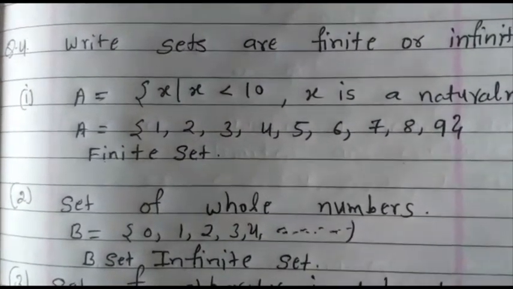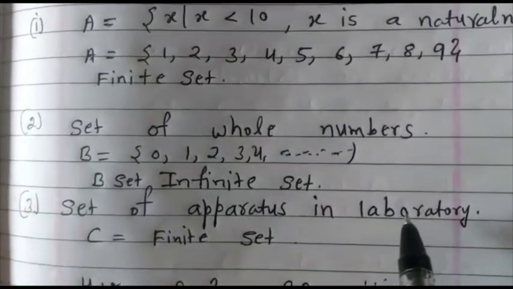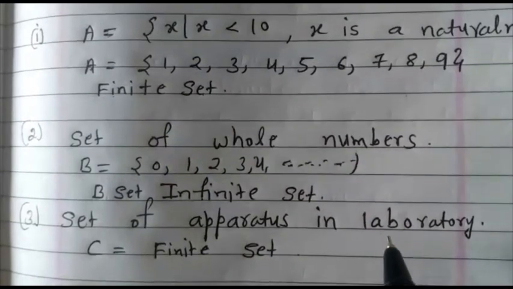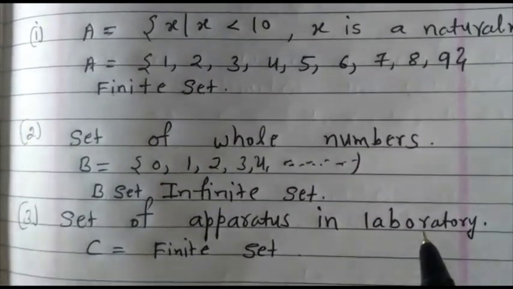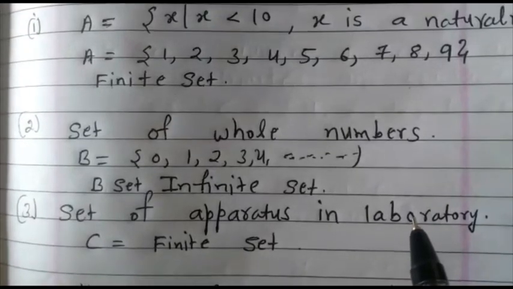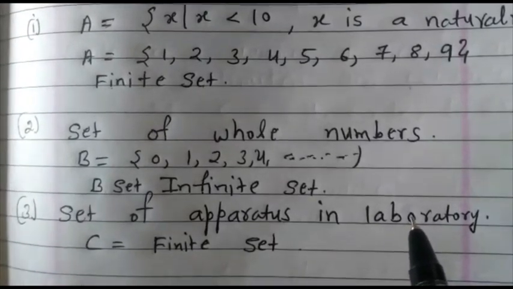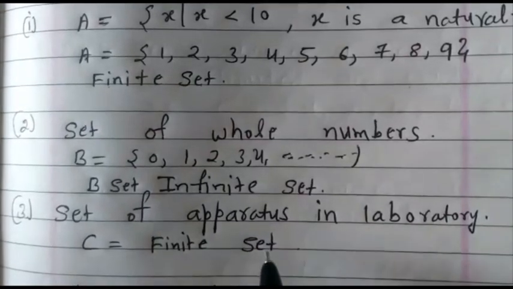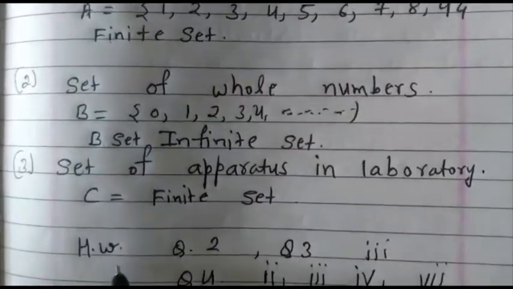Now third one, set of apparatus in the laboratory. Okay, you are going for a science experiment. In a laboratory there are many apparatus, and we are able to maintain a register of that apparatus. So we are able to count that apparatus. So this one is a finite set.